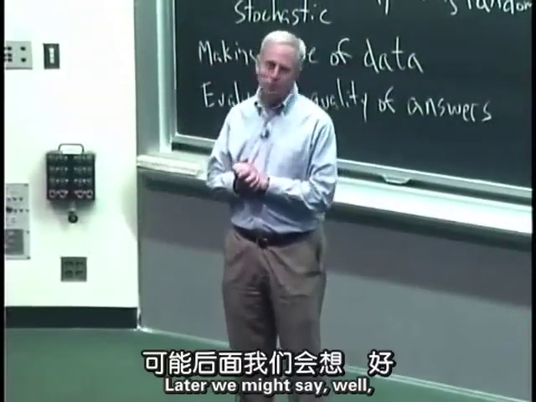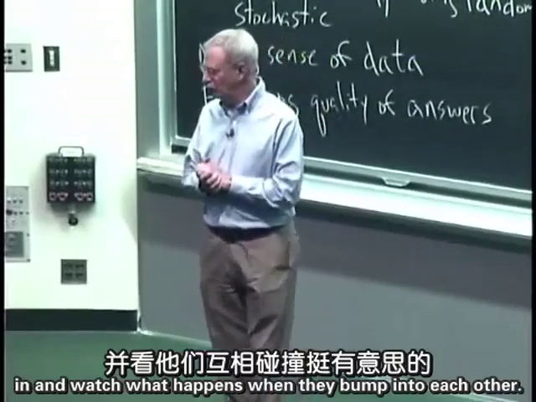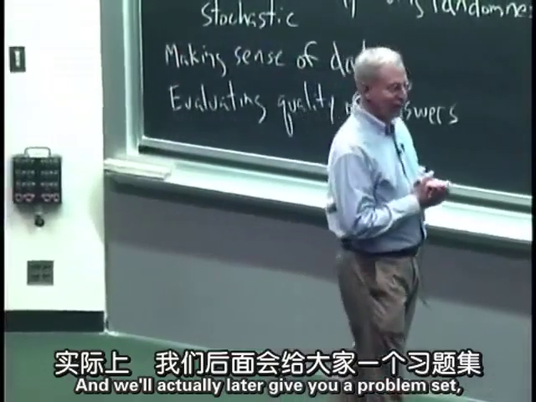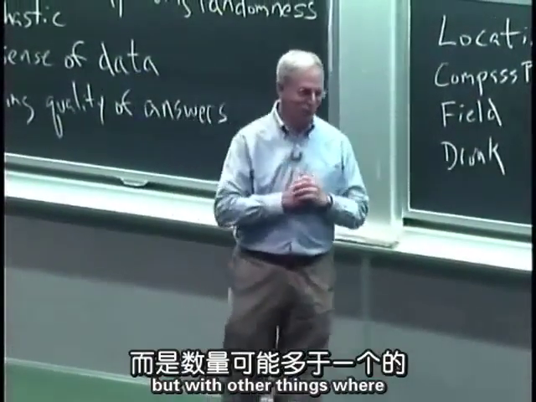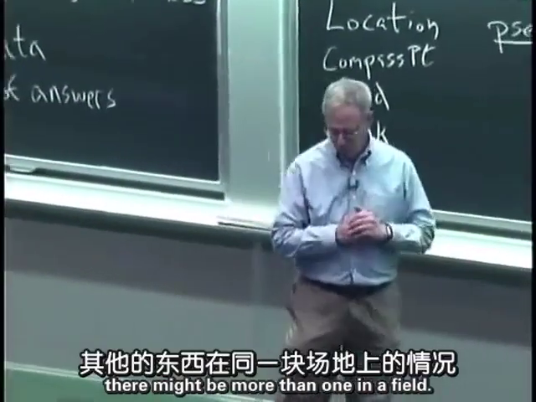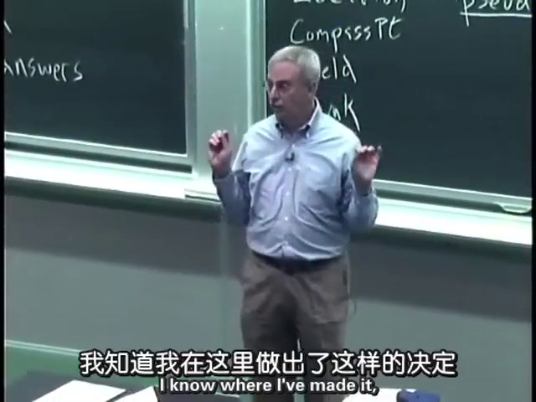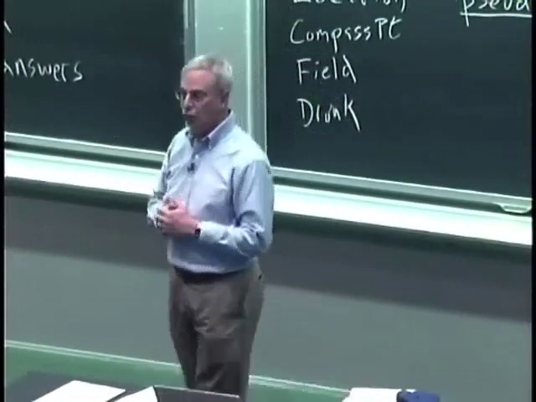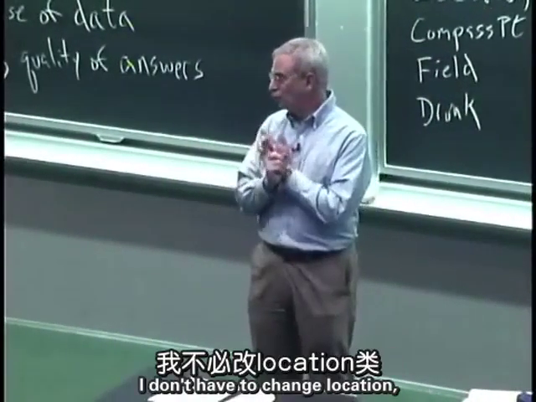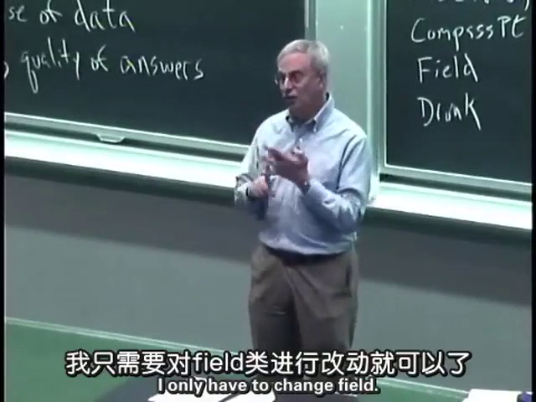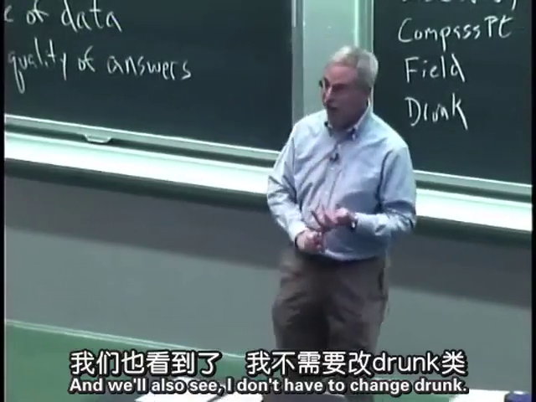Later, we might say, well, it would be fun to put a whole bunch of drunken students in and watch what happens when they bump into each other. And we'll actually later give you a problem set, not with students, but with other things where there might be more than one in a field. But here, I've made that decision. But again, I know where I've made it. And if later I go back and say, let's put a bunch of them in, I don't have to change compass point. I don't have to change location. I only have to change field. And we'll also see I don't have to change drunk.